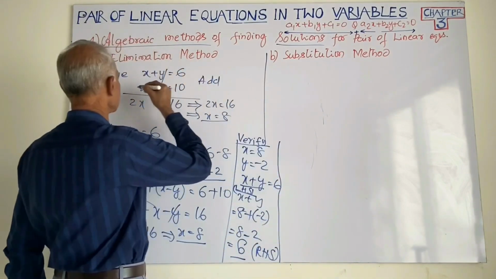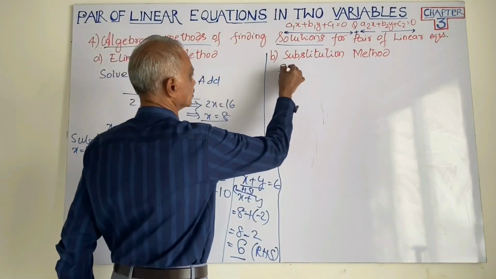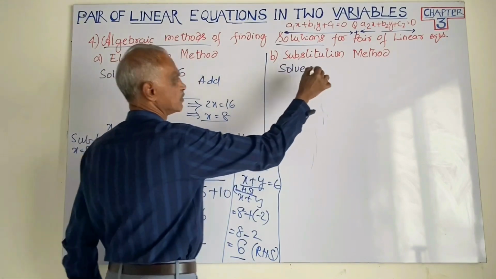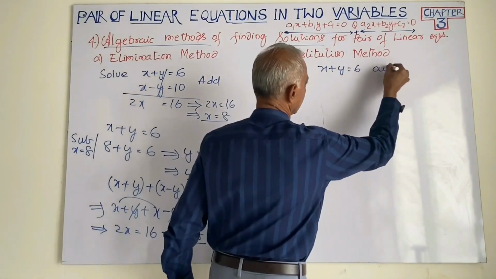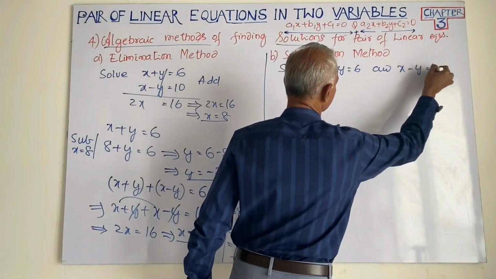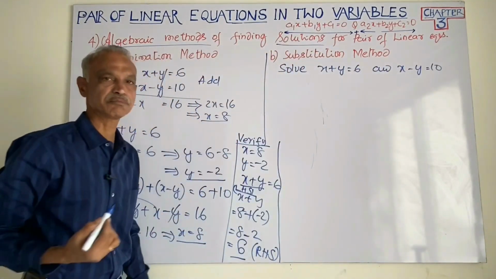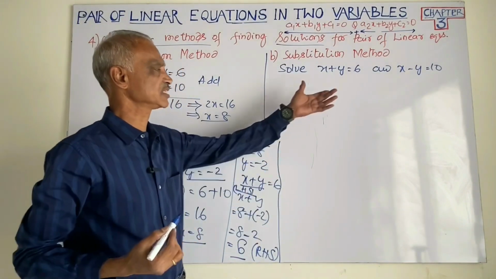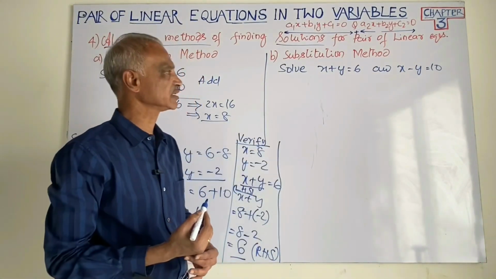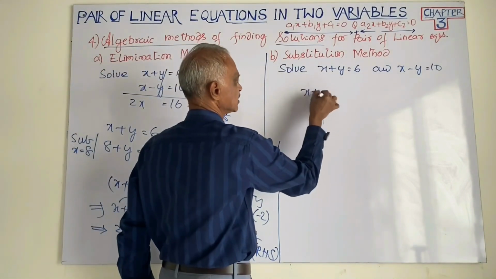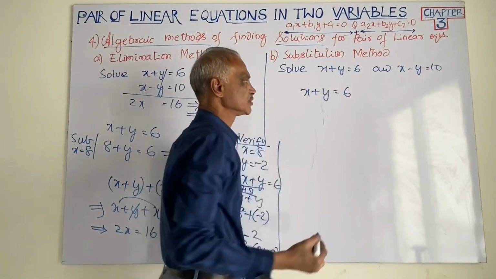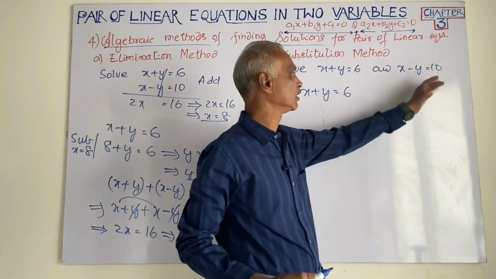I am taking the same problem, x plus y is equal to 6 and x minus y is equal to 10. I have taken the same problem. See, x plus y is equal to 6 and x minus y is equal to 10. You take this one, x plus y is equal to 6. See, x minus y is equal to 10.